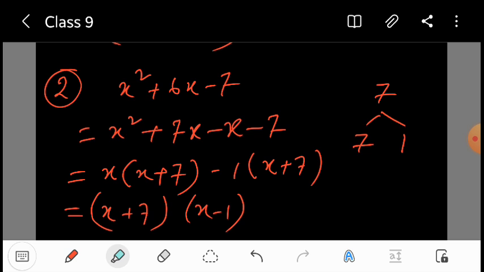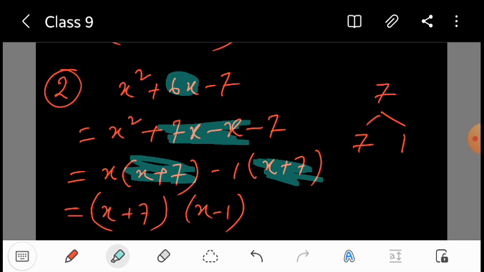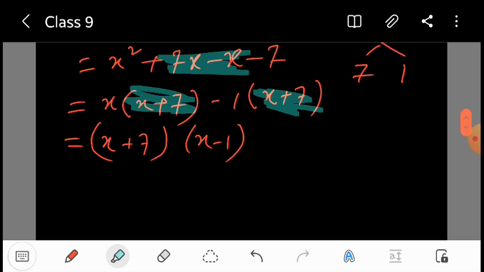Okay, so you can see that here with this 6x we will break it as 7x minus x, and now we take just this common from these two lines, and the rest is the result. Now this portion I think that you can make it yourself. This is quite easy, a simple middle term factor.